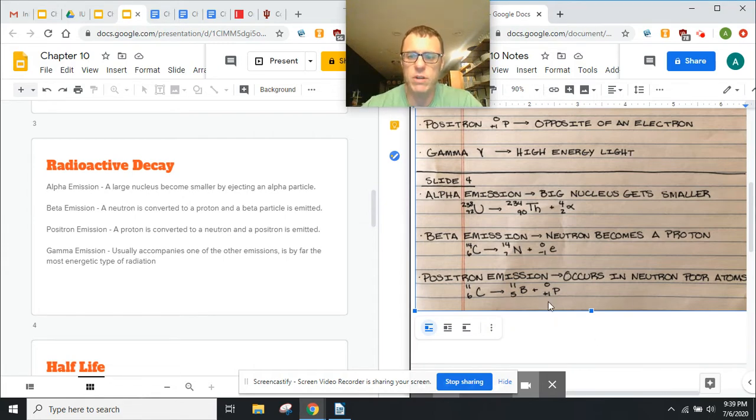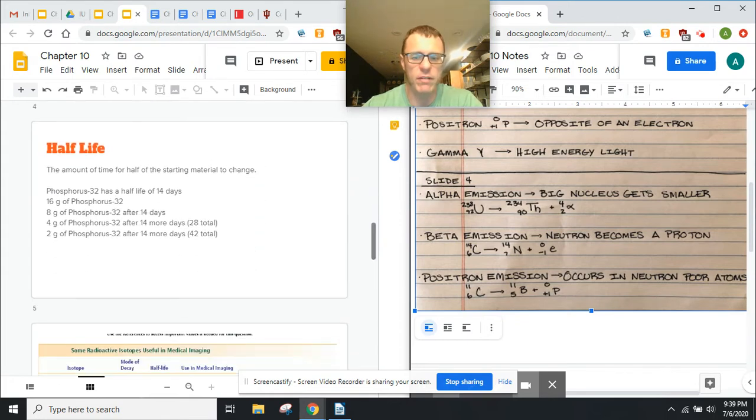And then positron emission here, it's the same thing. You guys can understand this. In positron emission, a proton is converted to a neutron. And so we get carbon-11 here, and we end up with boron-11 and a positron being emitted.